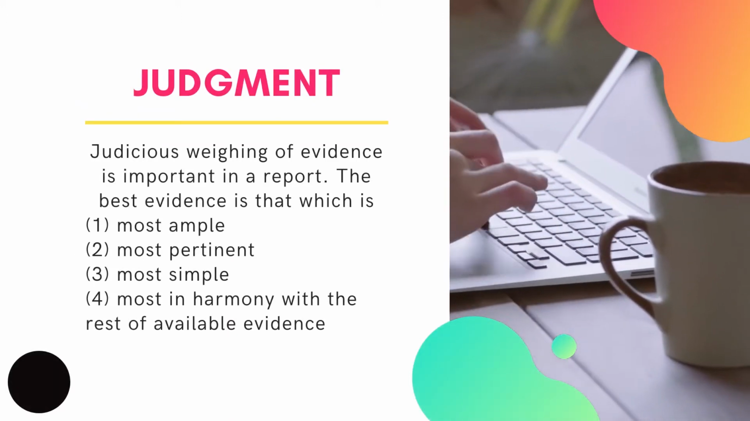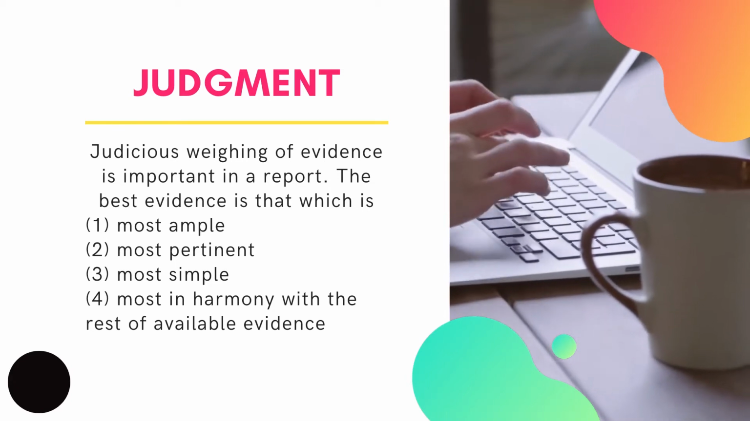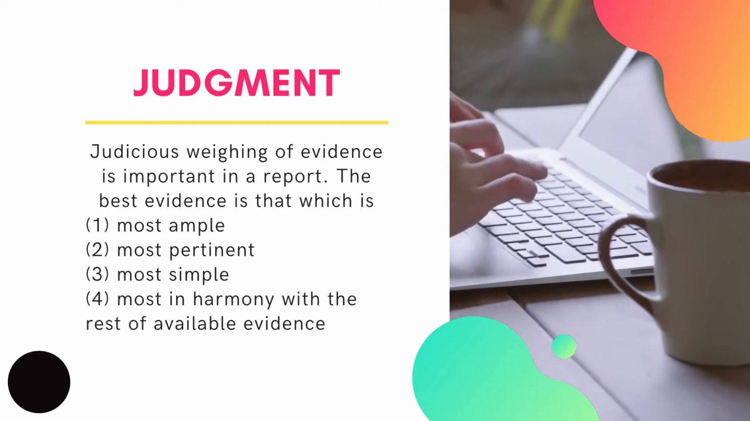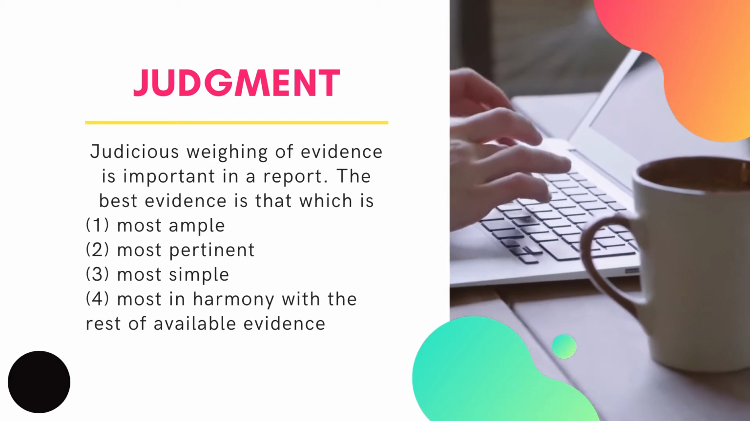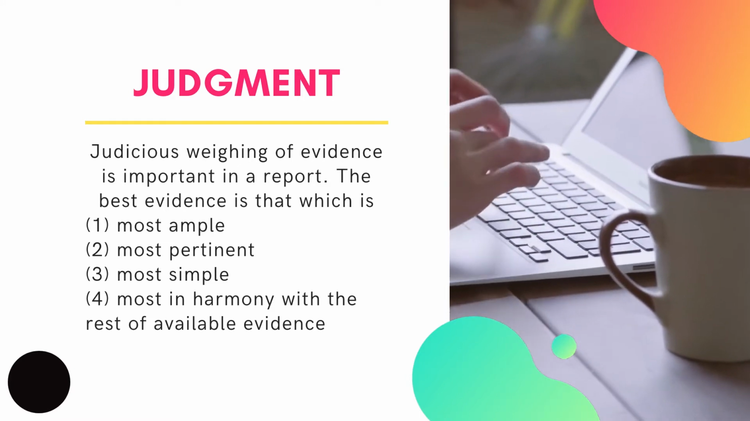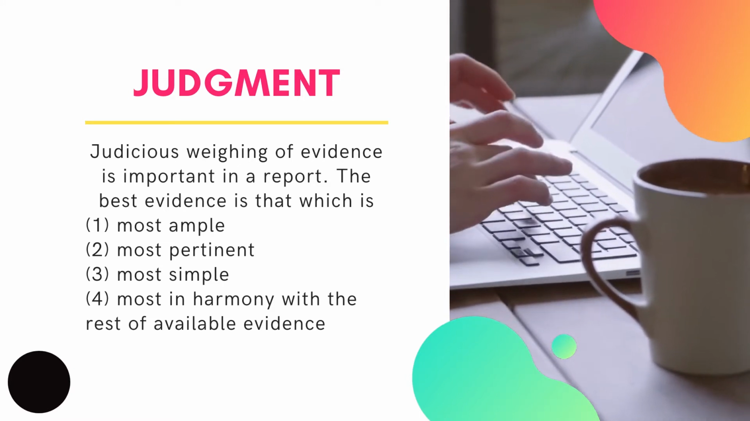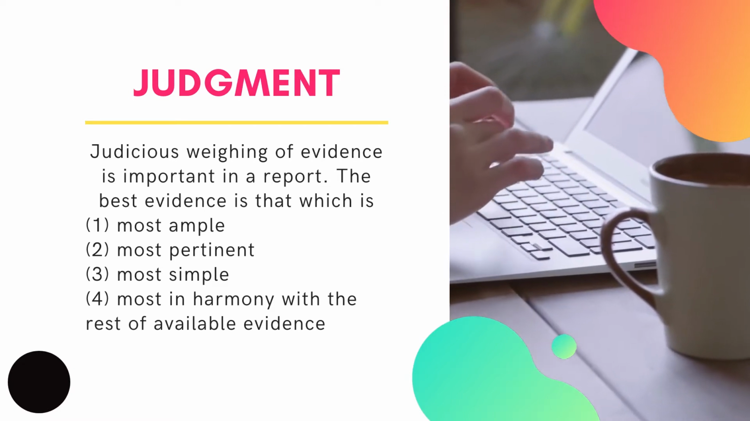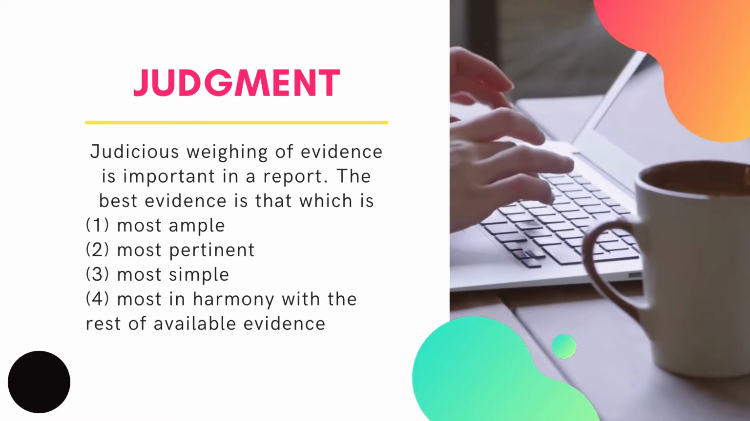Next. We also have J for judgment. Judicious weighing of evidence is important in a report. The best evidence is that which is most ample, most pertinent, most simple, and most in harmony with the rest of available evidence. When we say most ample, it's more than enough.